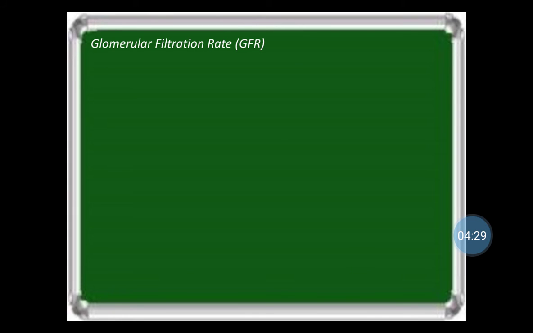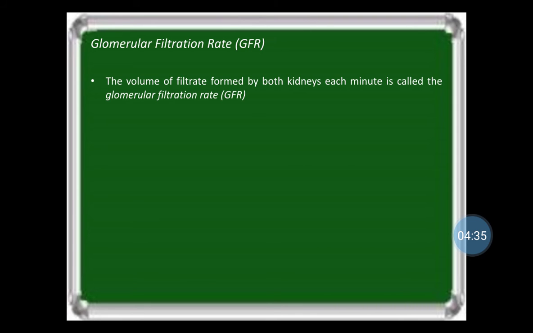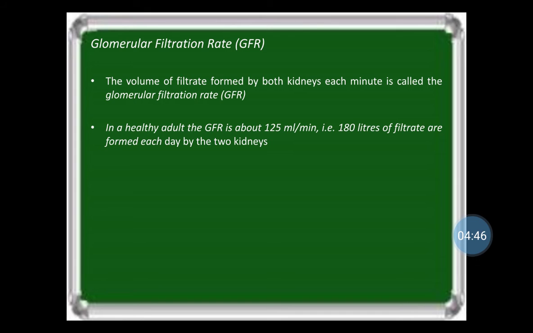Now the term glomerular filtration rate is a very important term in glomerular filtration. It means the volume of filtrate formed by both kidneys each minute, and is called the glomerular filtration rate. In a healthy adult, GFR is about 125 ml per minute, that is 180 liters of filtrate formed each day by the two kidneys.